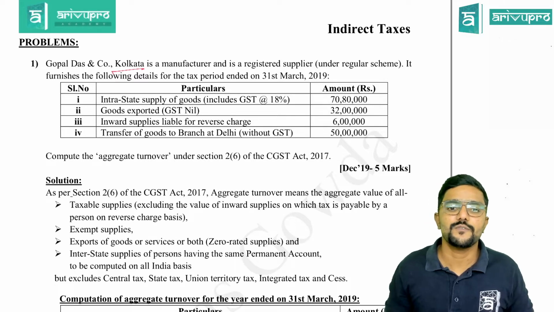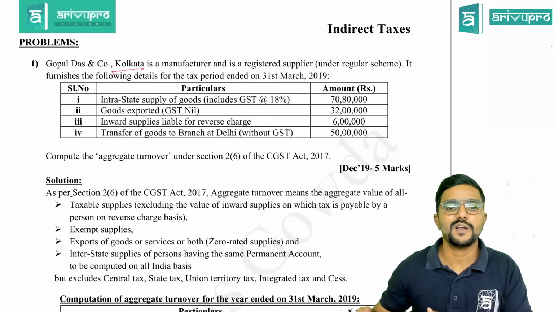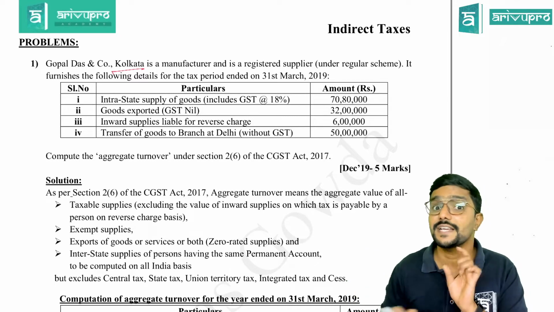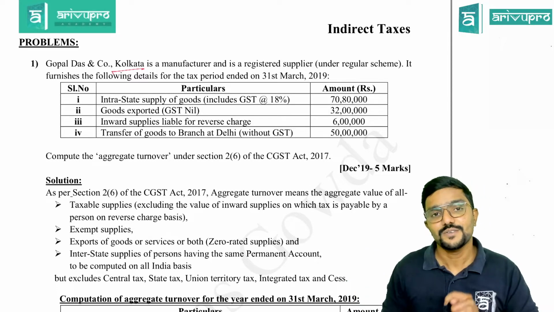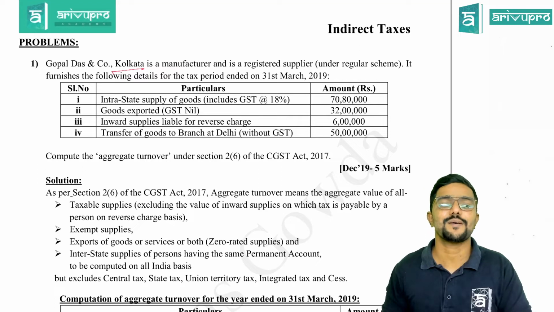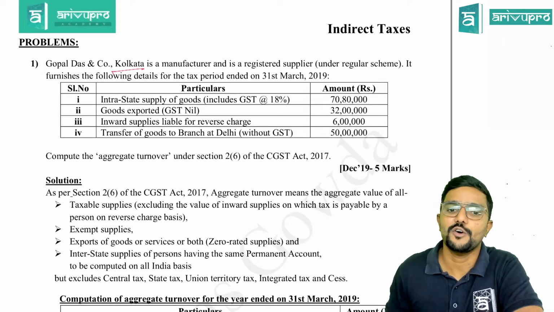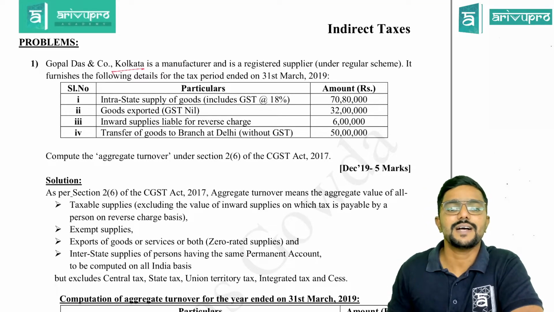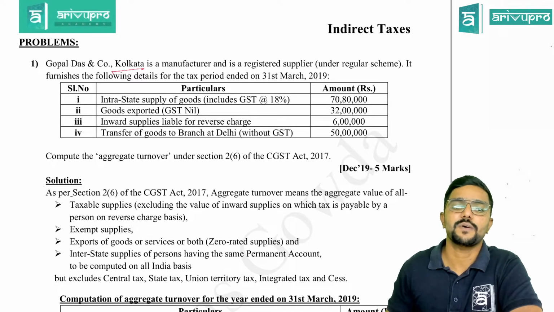Transfer of goods to branch at Delhi. So from Kolkata you are transferring to Delhi. Distinct person? Yes sir. So is it a supply? Yes, it is a supply. Without GST, the value is 50 lakh. They are asking you to calculate aggregate turnover. Compute aggregate turnover under section 2(6) of the CGST Act.